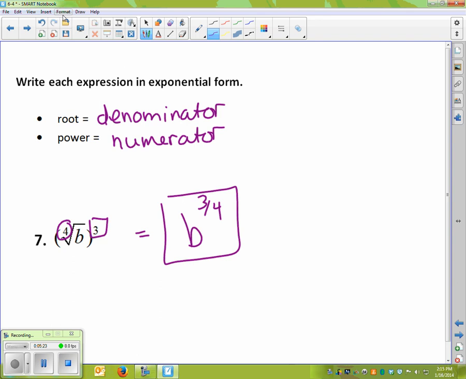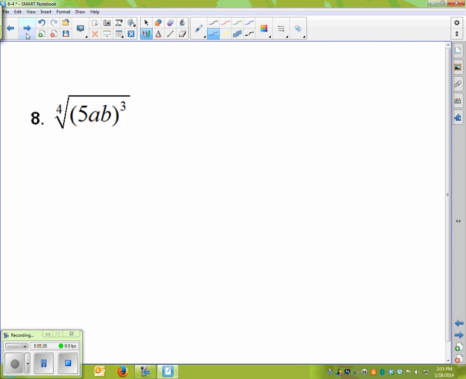Right, let's look at another example. 5ab cubed. Because the 5ab are all in parentheses, they are all going to be to the power. 3 is your numerator, and 4 is your denominator.